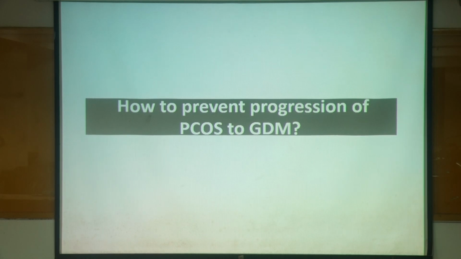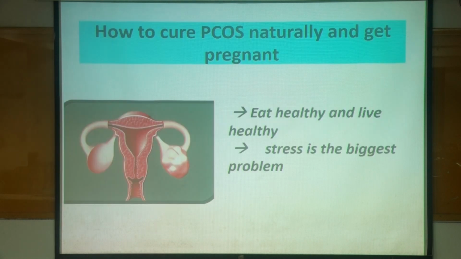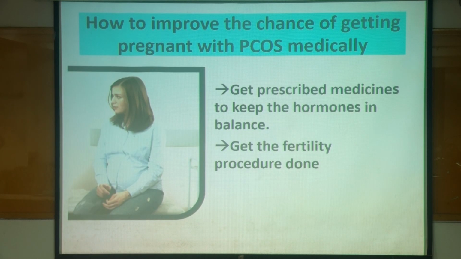And how to prevent? It's very easy to prevent this naturally by eating healthy and having a healthy life. Very simple. And stress management is very important here. You should give good assurance, and then go for prescribed medicines to keep the hormones in balance and get the fertility procedures done if necessary.